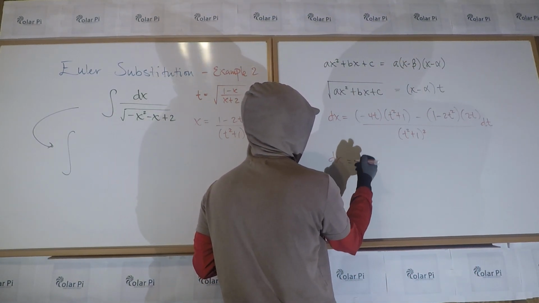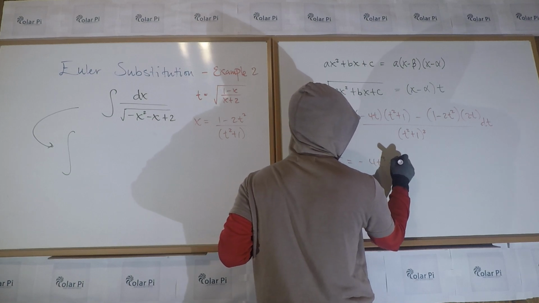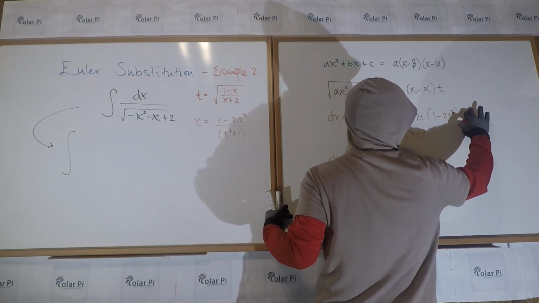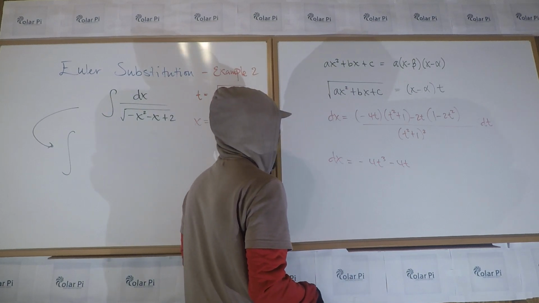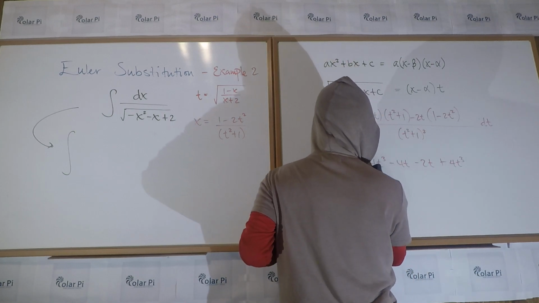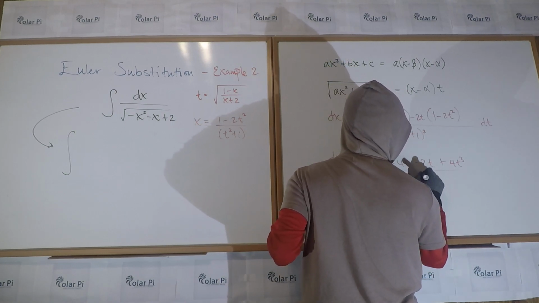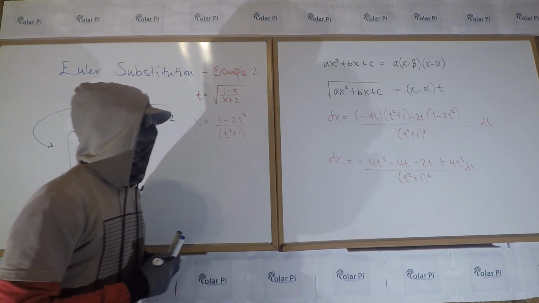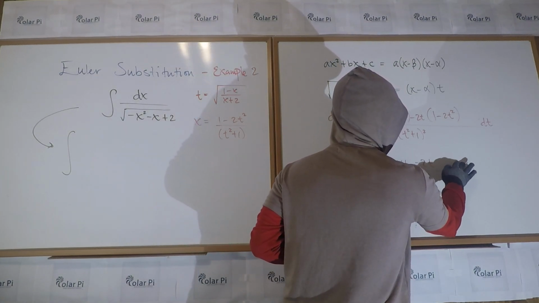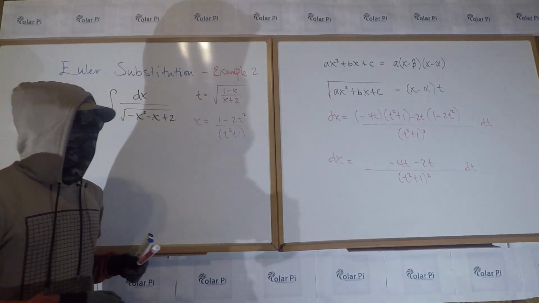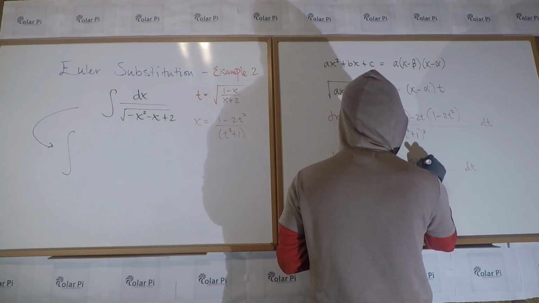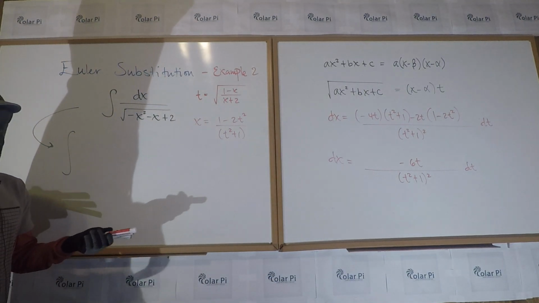So dx is equal to, if we distribute, minus 4t cubed minus 4t, and then this is a minus 2t over here, so I could write it as minus 2t right there. It might be easier on the eye or on the algebra. So minus 2t plus 4t cubed all over (t squared plus 1) squared, and then dt. Minus 4t cubed and plus 4t cubed cancel. These guys are going to be minus 6t. And so that's dx. Cool.